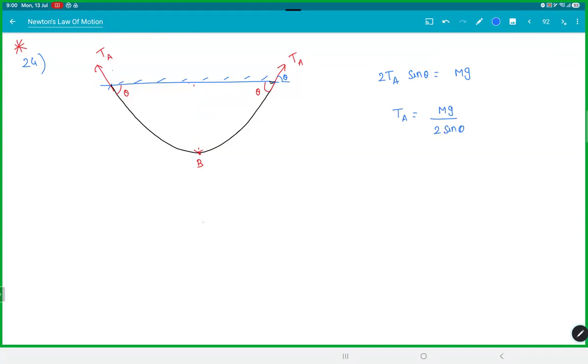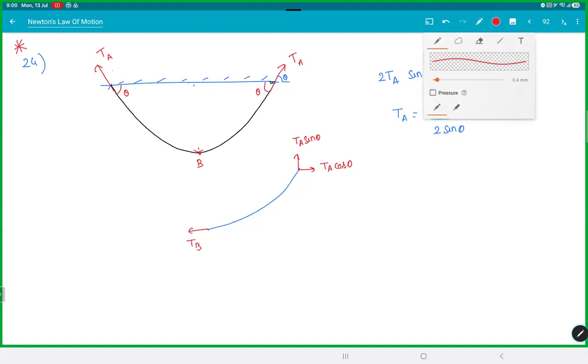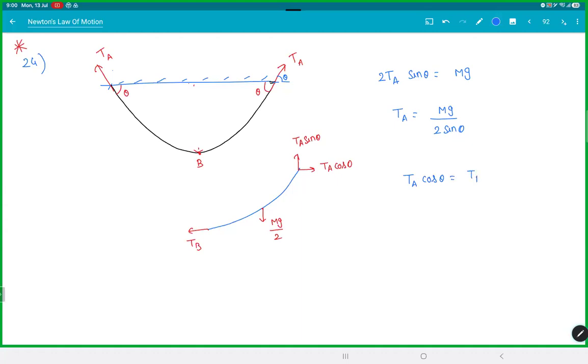Now if you take half of the string, this would be TA sine theta, this would be TA cos theta, and this would be TB. Meaning, the weight we can put as mg by 2 because it is symmetrical, half of the weight will be there. We don't need it here, but yes, TA cos theta is equal to TB. So tension at B will be mg by 2 cot theta. There, I know the tension at A and tension at B.